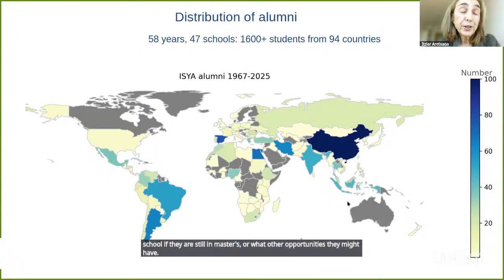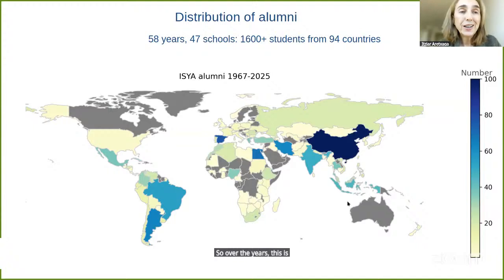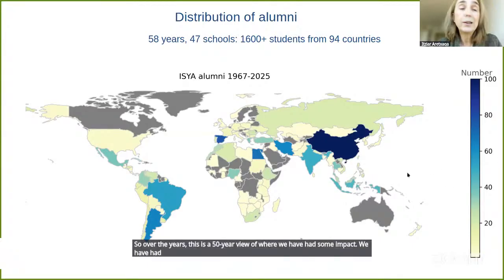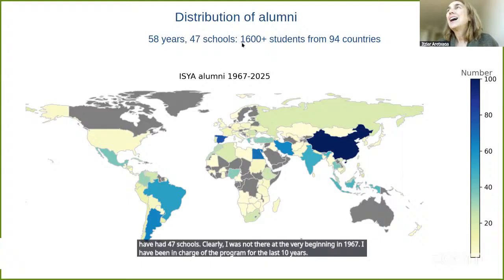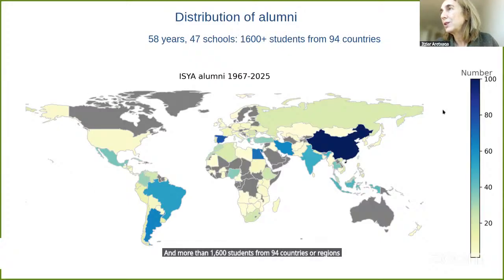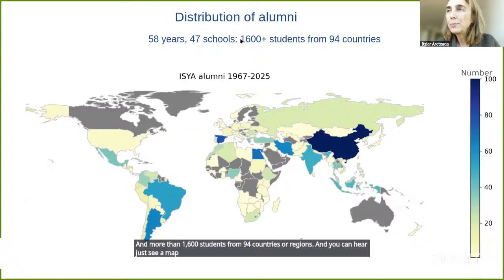So over the years, this is a 50-year view of where we have had some impact. We have had 47 schools. Clearly, I was not there at the very beginning in 1967. I have been in charge of the program for the last 10 years. And more than 1,600 students from 94 countries or regions. Here you can see a color map of where most of the students have come from.